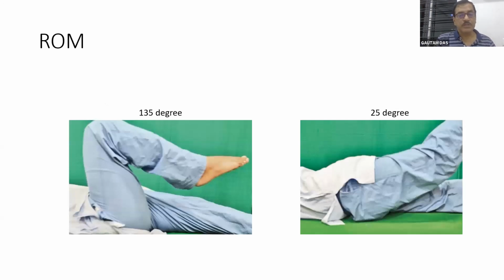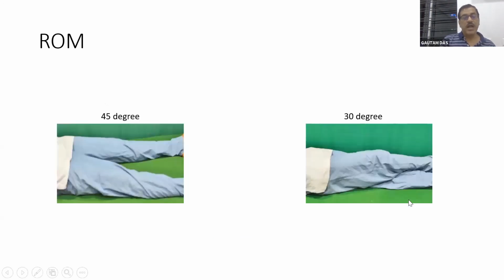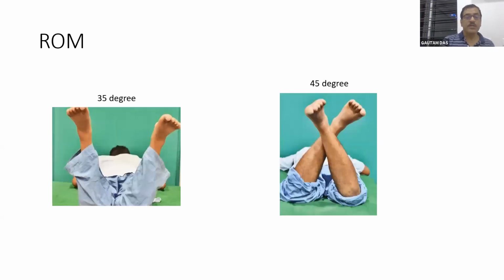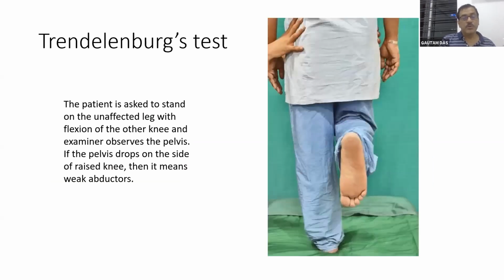Then is your range of movement. Range of movement of the hip joint: flexion and extension, where extension is done in the prone position. Then adduction and abduction. Then internal rotation and external rotation. Here you are doing it in the prone position, but it can also be done in the supine position. Then a very important test is your Trendelenburg test or Trendelenburg gait as well.